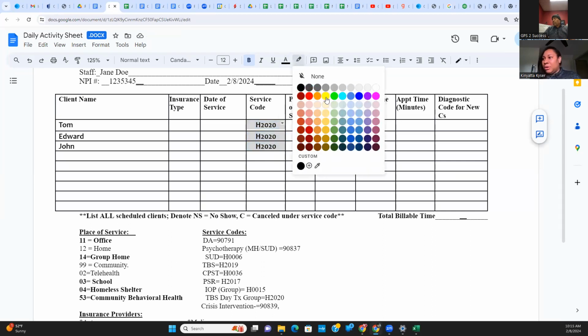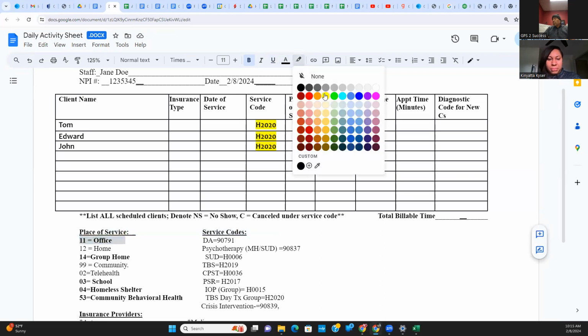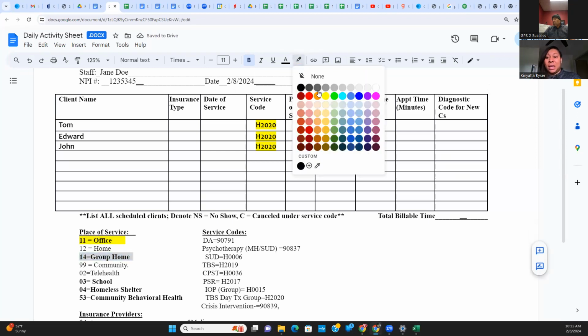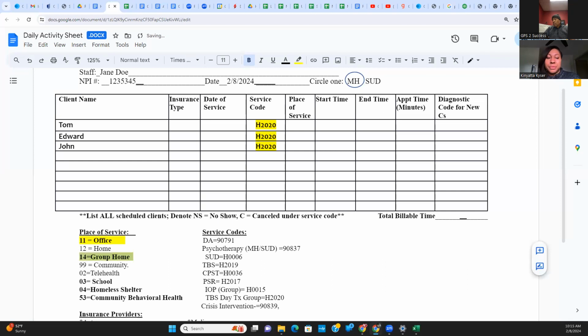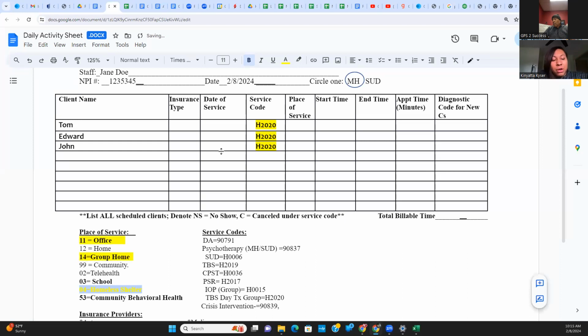So you're saying for the group home kids, my Edward and John, they cannot use code 14? Yeah, they can. I was always told they can't be in their home, but if they're in a group home setting, they're allowed to do it. Yeah, because it can't be 12, home. It can be a group home.